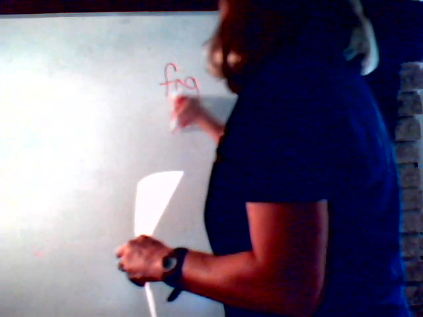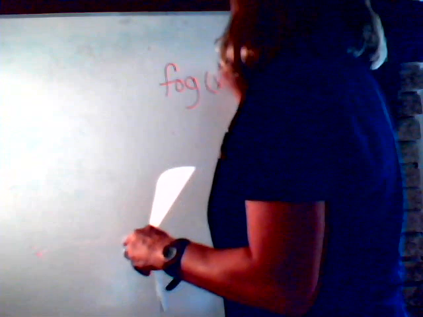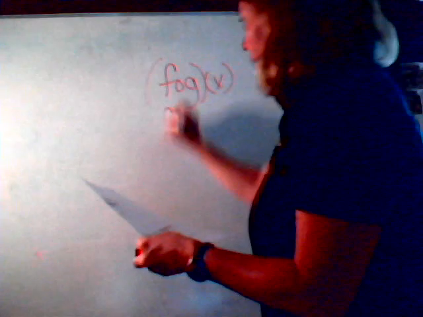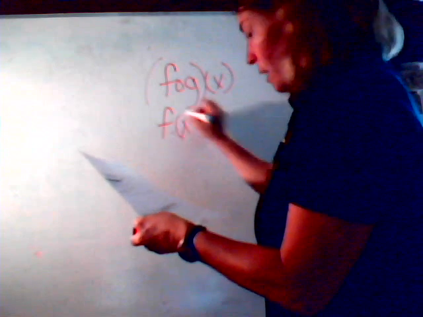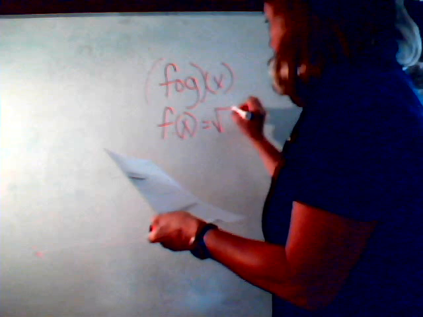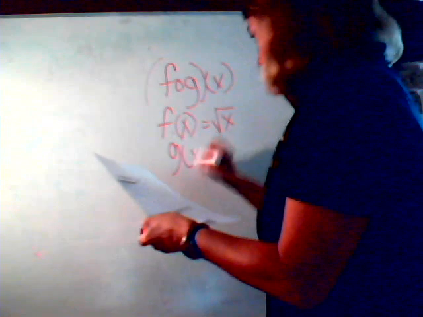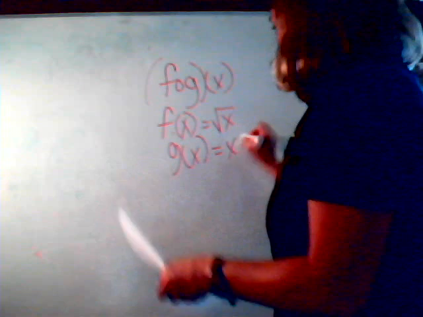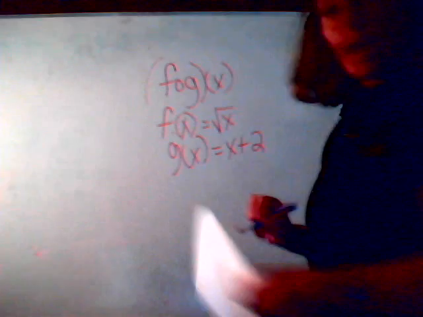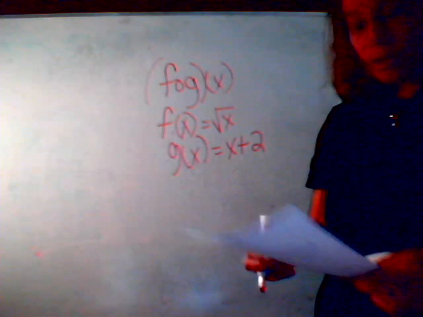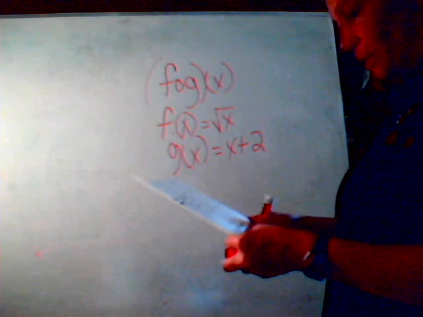The first one is the composite function, f of g of x. And f of x is equal to the square root of x. G of x is equal to x plus 2. And we're asked, what is the domain and the range of the composite function?